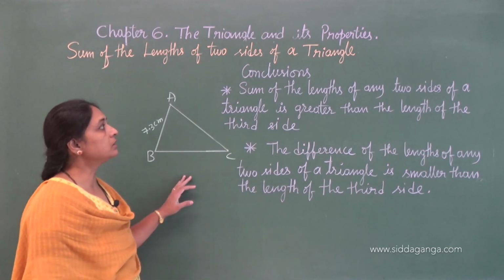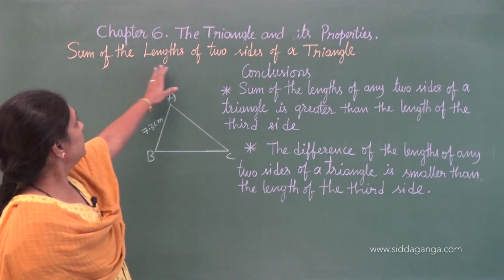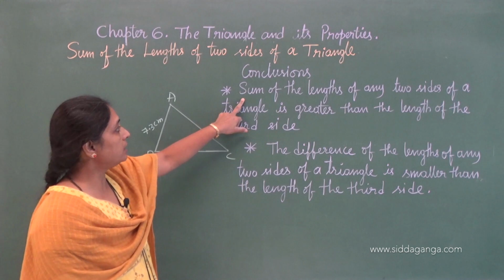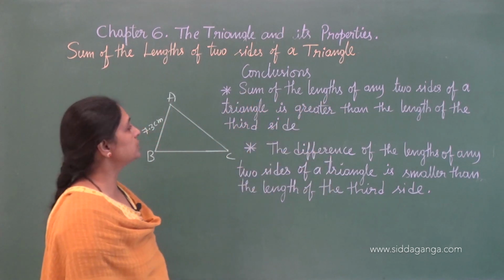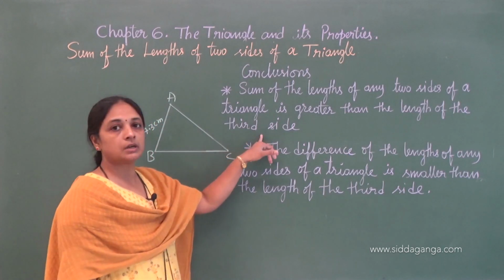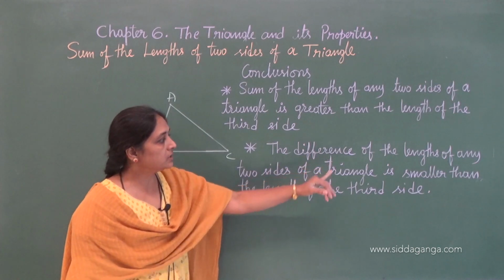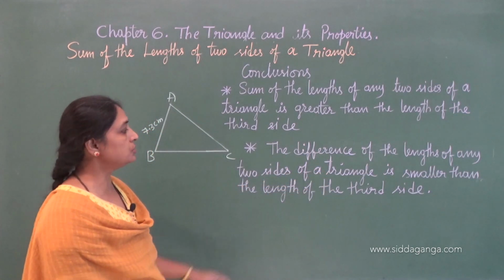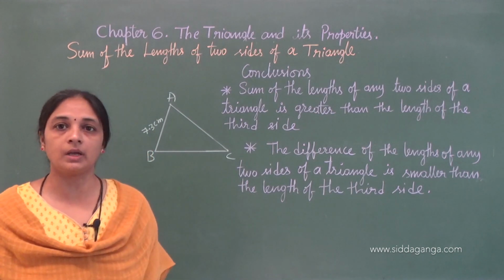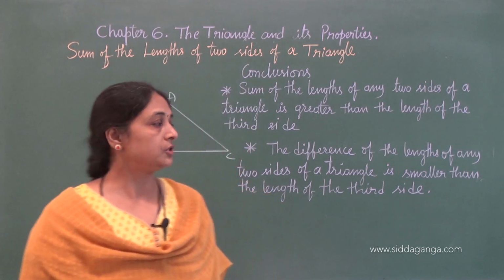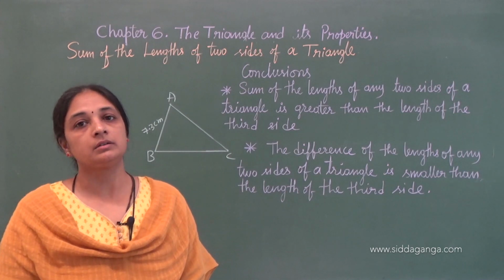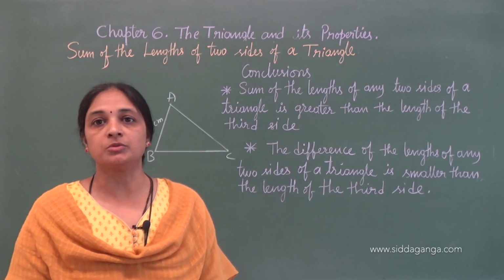These are the two special conclusions about the lengths of two sides of a triangle. The first activity shows that the sum of the lengths of any two sides of a triangle is always greater than the length of the third side. And here the difference of the lengths of any two sides of a triangle is smaller than the length of the third side. Okay, so by this we finish off this class. In the next class we solve some example problems and the exercise problems. Okay, thank you.